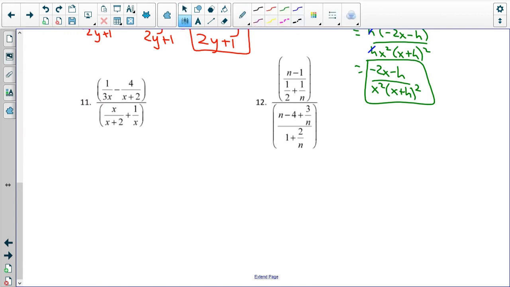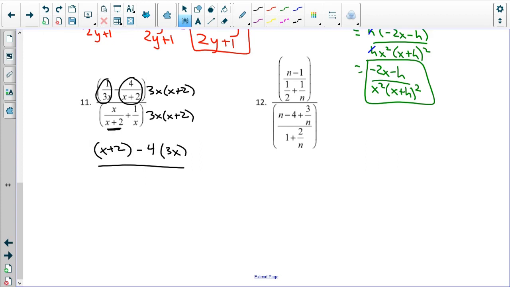Number 11, my common denominator is 3x times x plus 2. So I'm basically playing what's missing again. So I multiply this one by that, and I get x plus 2. I multiply this term by that, and I have 4 times 3x. The denominator, this part is missing a 3x, so I get 3x squared. Then this part is missing a 3 and an x plus 2. So now I simplify everything, and the numerator ends up being negative 11x plus 2, and the denominator ends up being 3x squared plus 3x plus 6.